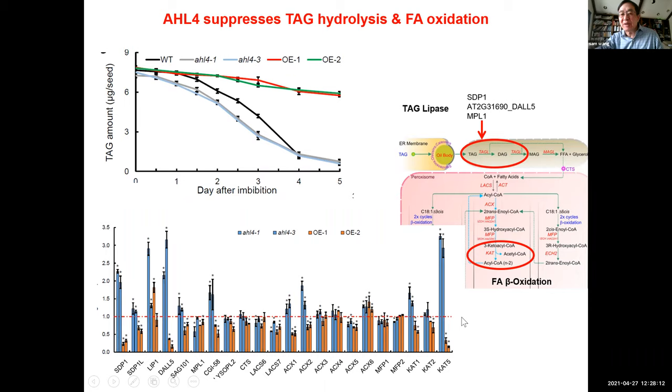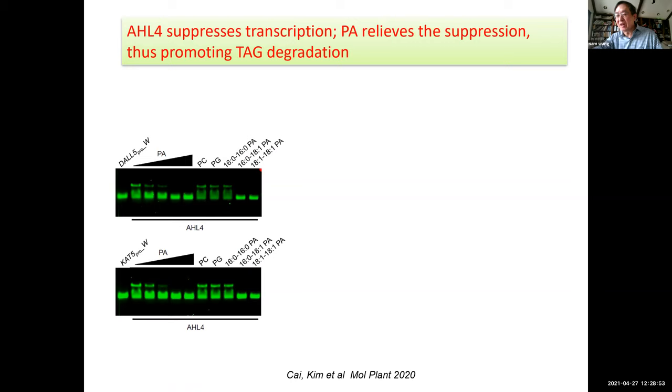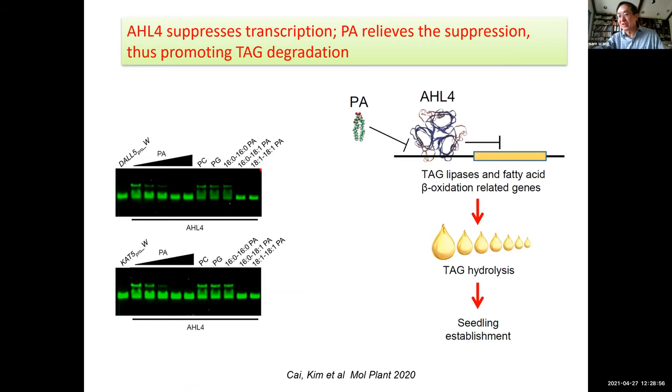When he compared the gene expression patterns in the knockout and overexpressed lines, you see this group, like the SDP1 protein, DAS5 and MAR, those are lipases hydrolyzing TAG into DAG and releasing fatty acid. And then the last one, this CAT enzyme, is the last step of beta oxidation in the peroxisomes. So this indicates that this transcription factor suppresses the transcription of those lipase genes and beta oxidation genes.